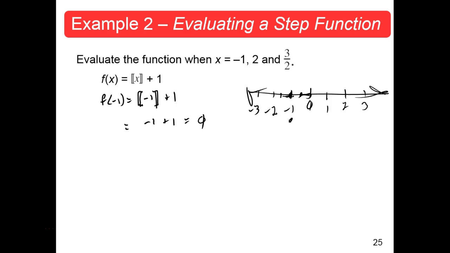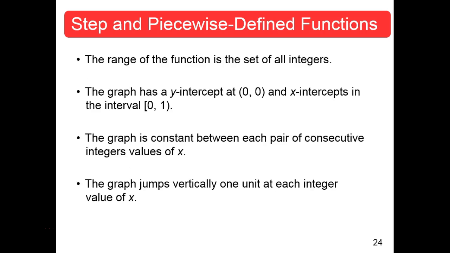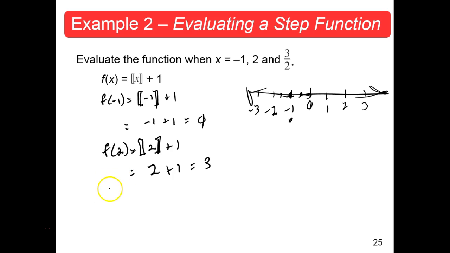Okay. Now, let's do 2. F of 2 would then be the greatest integer in 2 plus 1. What's the greatest integer in 2? Less than or equal to 2. 2. Okay. Plus 1 is 3. All right. High level math today. How about, yuck. So aggravating.